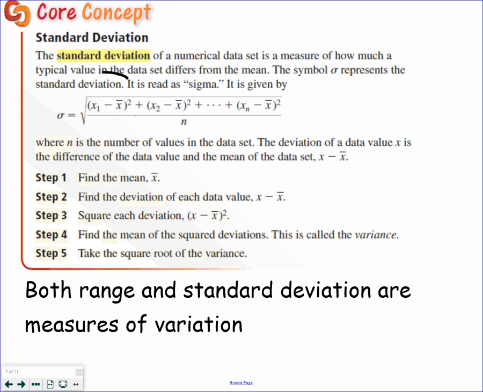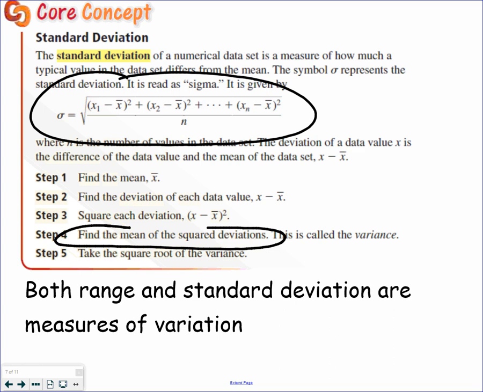You will not need to memorize this, but that is the formula that we are going to use here in just a few seconds. Here are the steps. You're going to find the mean. You're going to then calculate the deviation. Then you're going to square the deviation. And then you're going to find the average of the squared deviations. Then you're going to take the square root of that, and that is standard deviation.